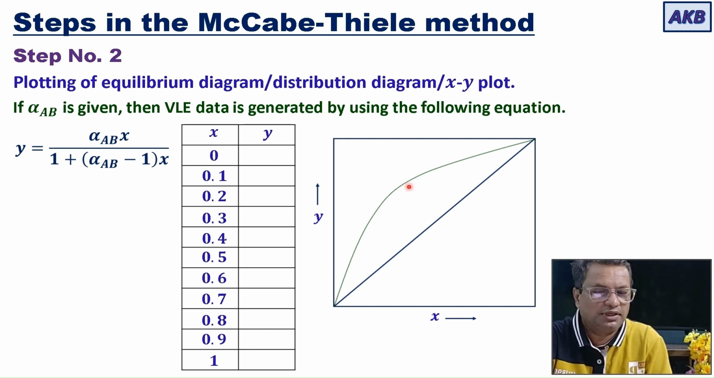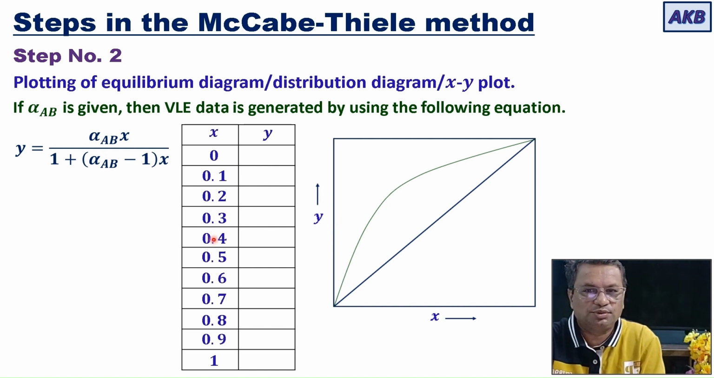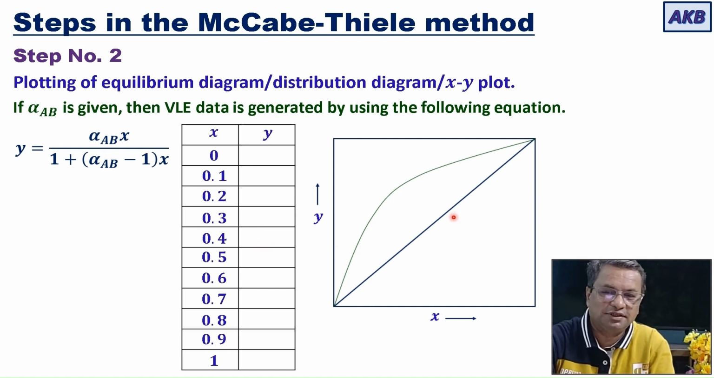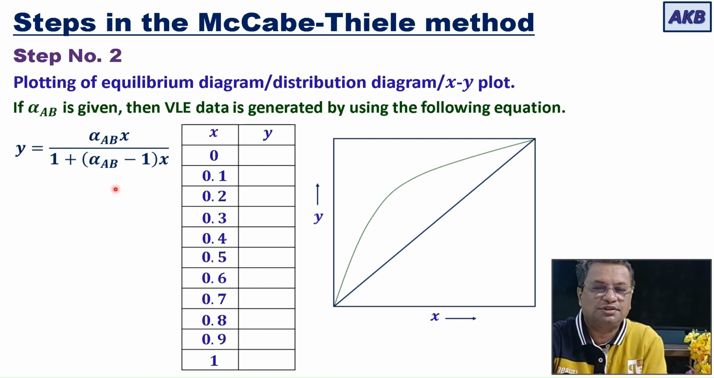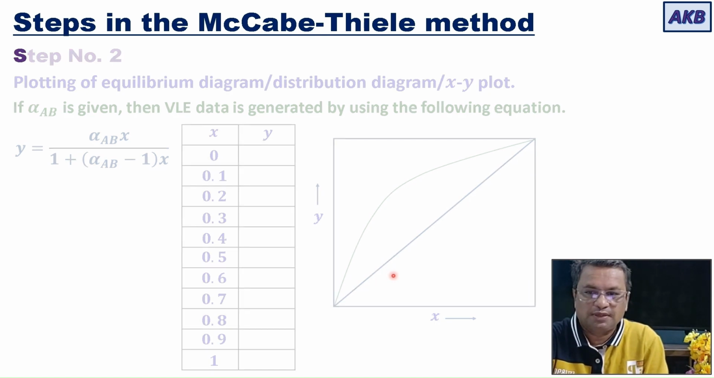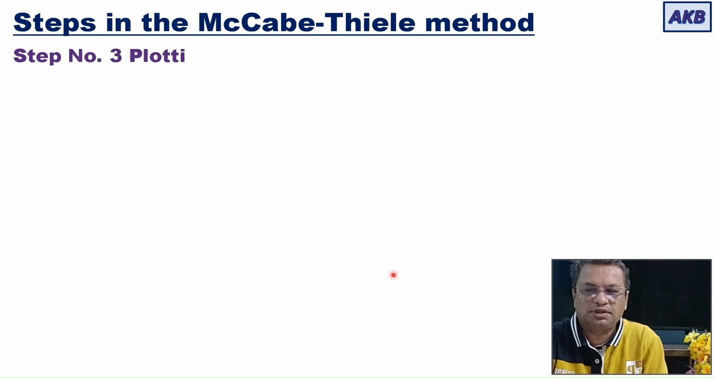Okay. So if equilibrium data, that is VLE data, is provided to you, you can directly plot the data. If instead of VLE data, alpha is given to you, that is, relative volatility is given to you, then you can use this equation to first generate the data and then plot the distribution curve. Okay, now let us move ahead. Now let us know what will be done in step number 3.